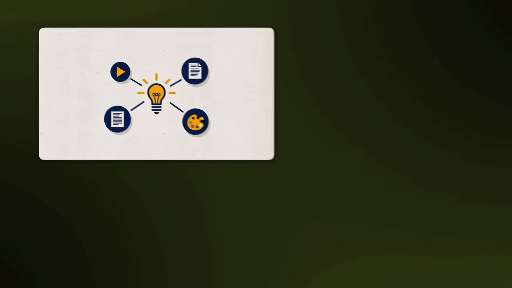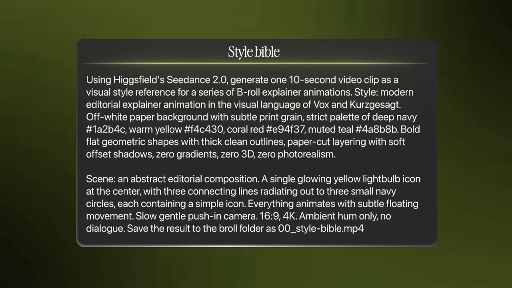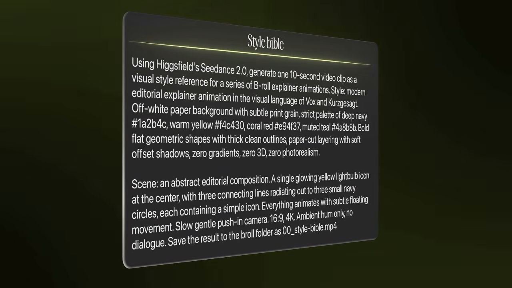The actual challenge is making a whole set look like it belongs to the same video. And that's exactly what I figured out. Before generating a single piece of B-roll, we need to create something called a style Bible. Think of it like the DNA for everything we're going to generate in future. And the best part is that this isn't some template you're stuck with.